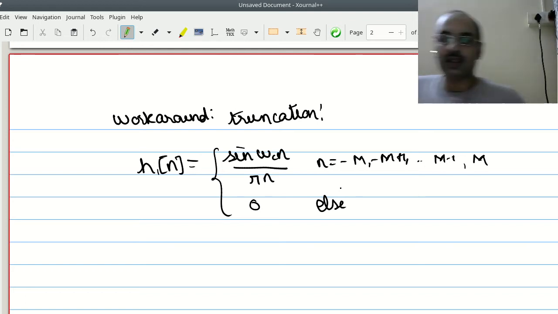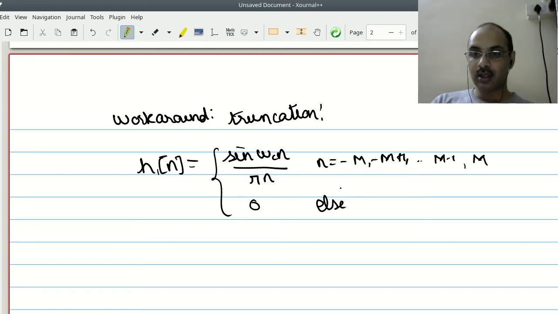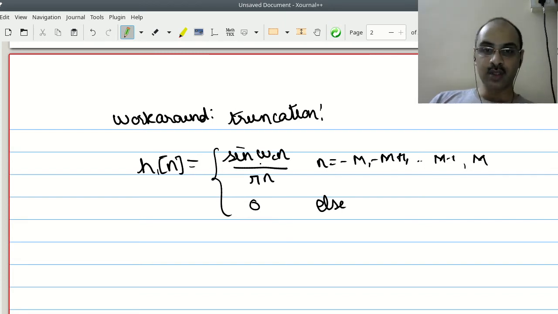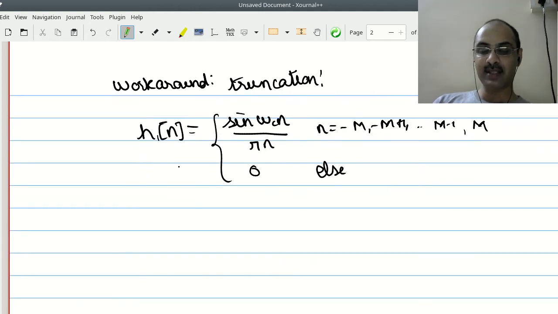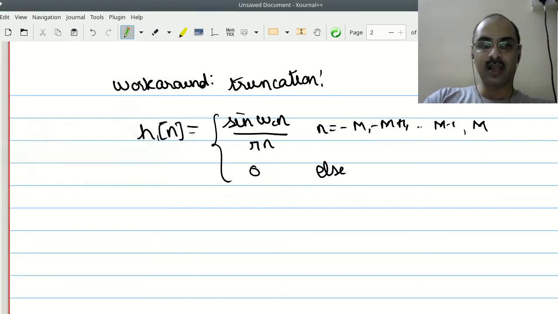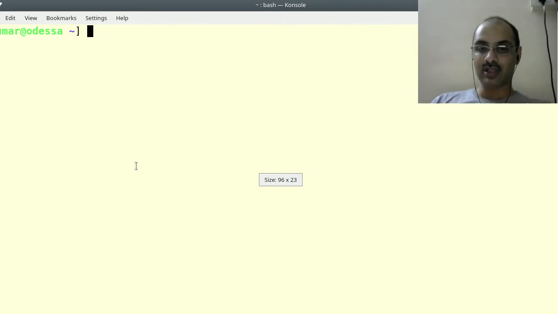Now the moment you do this kind of thing, remember, this filter is no longer the ideal low pass filter. But our question is, is this good enough? Meaning, can we use this in place of the ideal low pass filter and still get our filtering done? So this is where the advantage of DSP comes in. We can actually study what happens in a very easy manner. So while I prepare for that, I'll just explain what we are actually going to see.